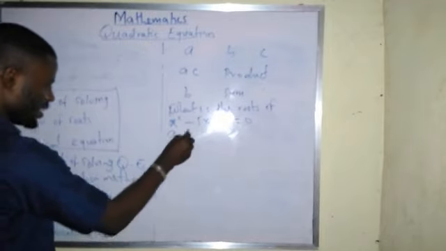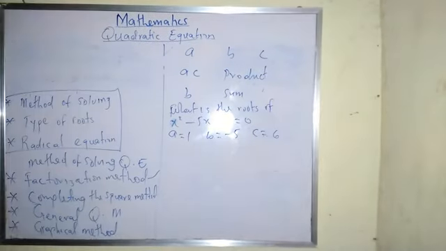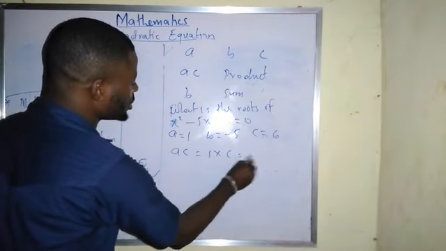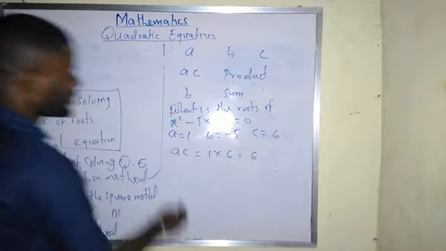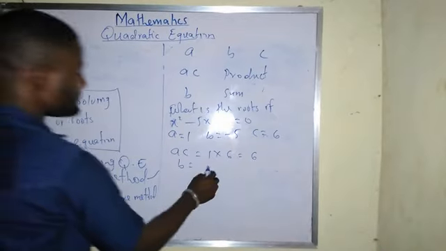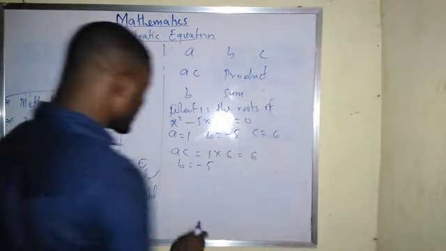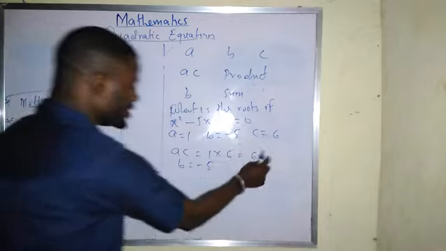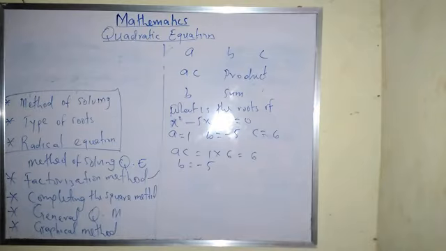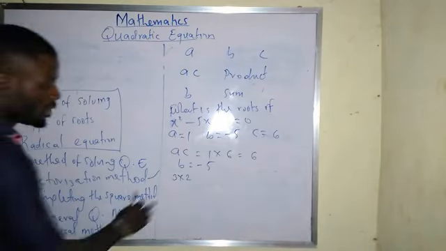What is my a? 1. My b is minus 5. My c is 6. Now my ac: 1 multiplied by 6 equals 6. My b equals minus 5. Now I will think of two numbers that, when I multiply them together, give me ac, and when I add them, give me b. It means 3 times 2 will help me. Now 3 times 2 gives me 6.